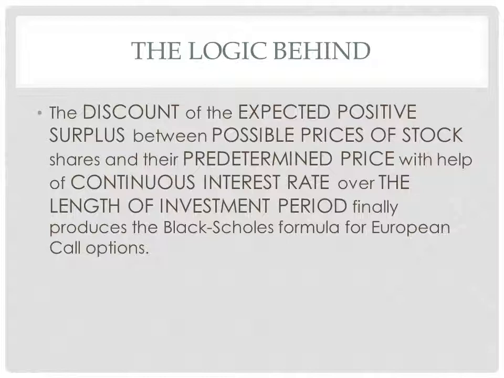Since expected value growth of the investment assets like European call option is unknown, market uses the same economic mechanism as it employs in bringing the future values of cash investments in bank accounts to their today's value. In other words, market discounts value of European call option as future cash value in bank accounts to today's cash value. Thus, in conclusion, the discount of the expected positive surplus between possible prices of stock shares and their predetermined price with help of continuous interest rate over the length of investment period finally produces the Black-Scholes formula for European call option.